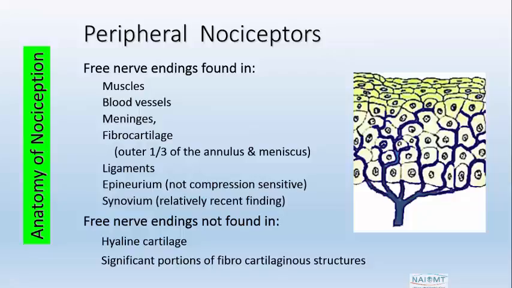Ligaments have free nerve endings. The epineurium has free nerve endings, but they are not compression sensitive. They are chemically sensitive. The synovium also has some nociception. Free nerve endings are not found in our articular cartilage, the hyaline cartilage of our joints, and in a significant portion of our fibrocartilaginous structures. However, the subchondral bone underneath the cartilage is highly innervated.